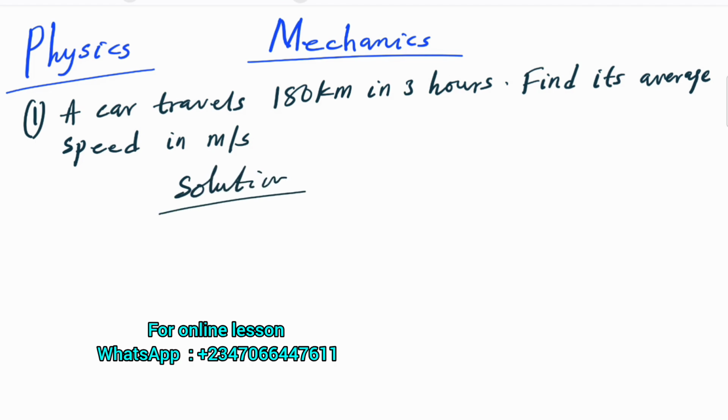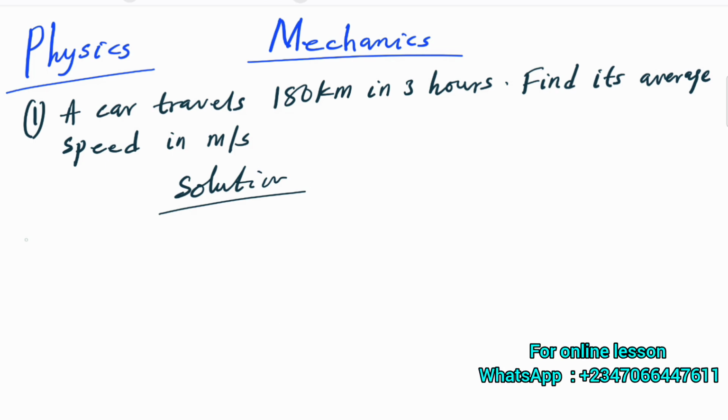What is the speed? The speed of a body is the measure of the distance with respect to time. That is to say, the rate of change of distance with respect to time. That speed equals what? Distance all over time.